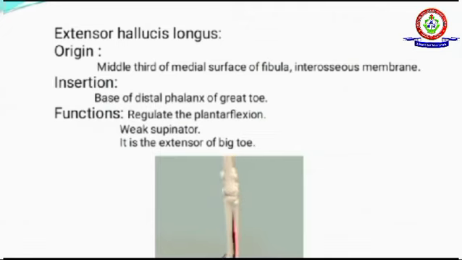Extensor hallucis longus. Origin. Middle third of medial surface of fibula and interosseous membrane. Insertion. Base of distal phalanx of the great toe. Functions. Regulate the plantar flexion. Weak supinator. It is an extensor of big toe.